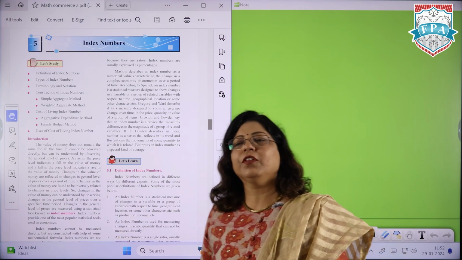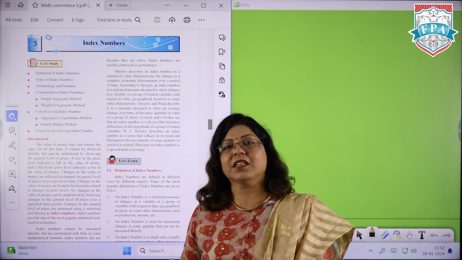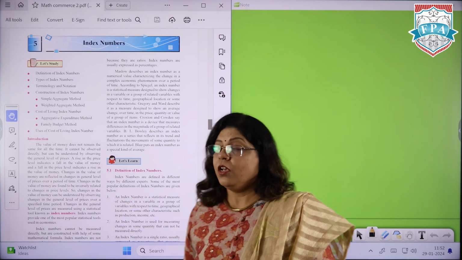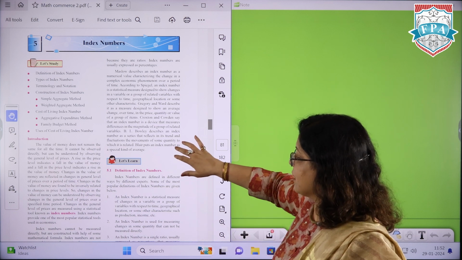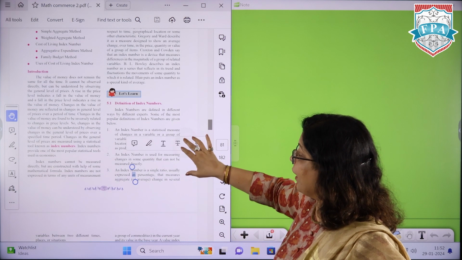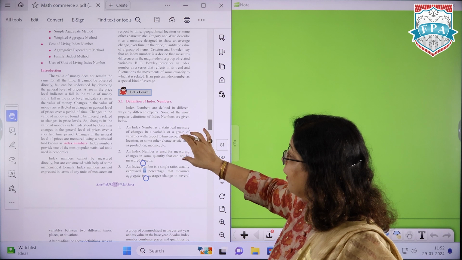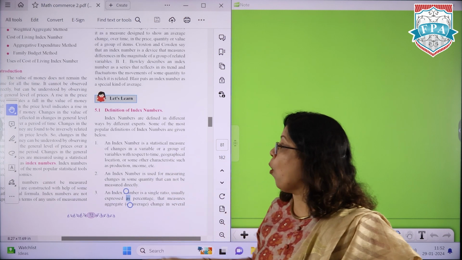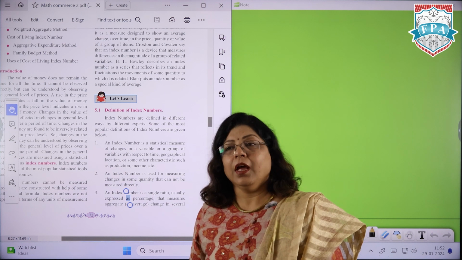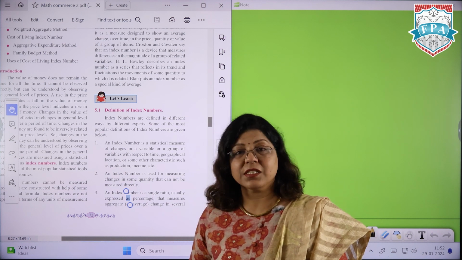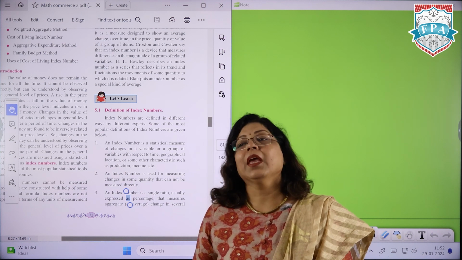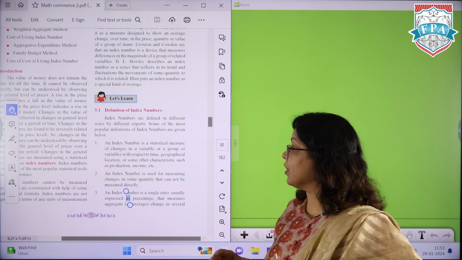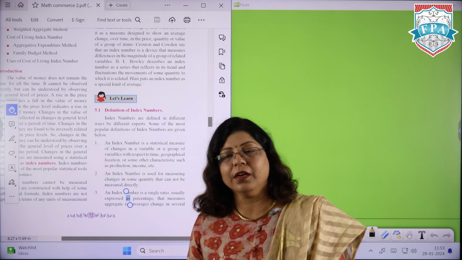So one of the most popular statistical tools is the index number. Now when we talk about the index number, it can be defined in different ways. It is a statistical measure of change in a variable or a group of variables. The variable can be price, which is the most common variable. It can be quantity. It can be time, with respect to which we are calculating it.